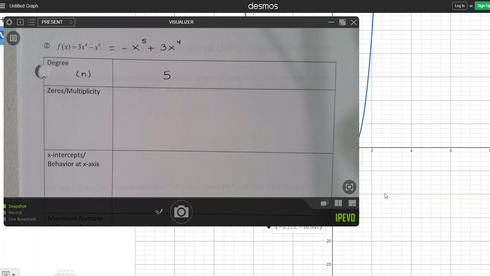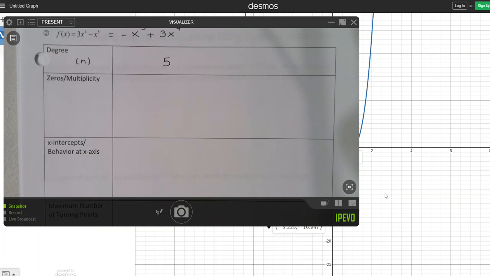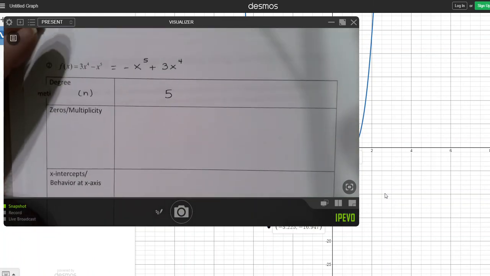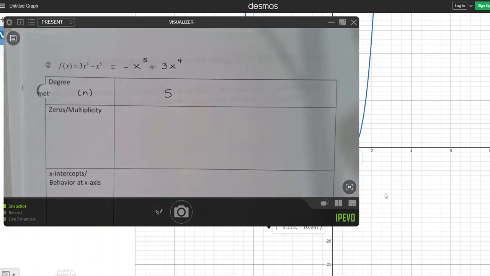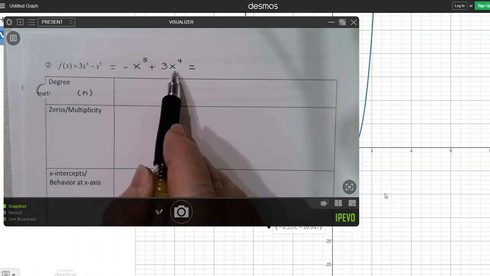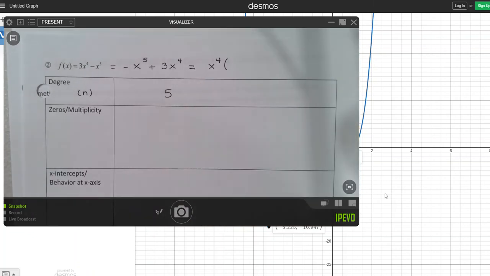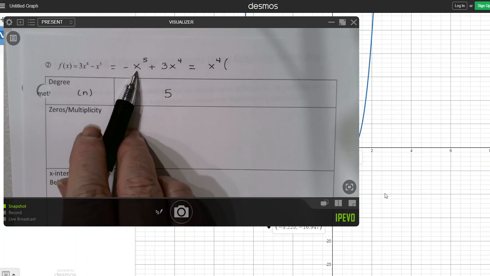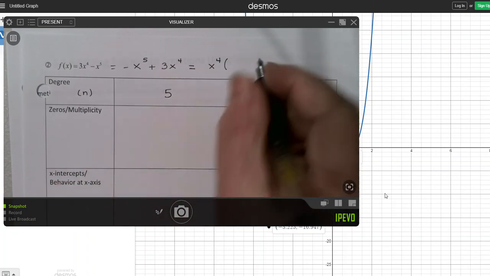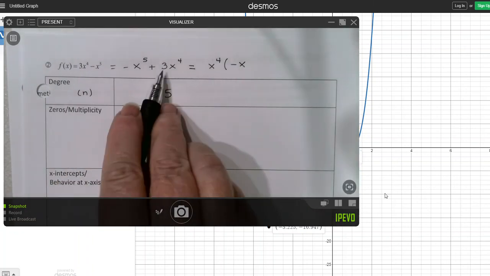And to get the zeros this time, it's not quite as straightforward as last time because I don't have the factored form yet. But the factored form, fortunately, isn't too tough to figure out. Let's factor that right up here. I have a GCF of x to the 4th. And when I factor that out, I'll get a minus x and then a plus 3.